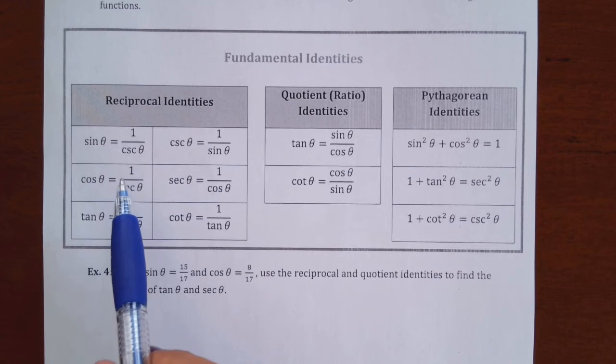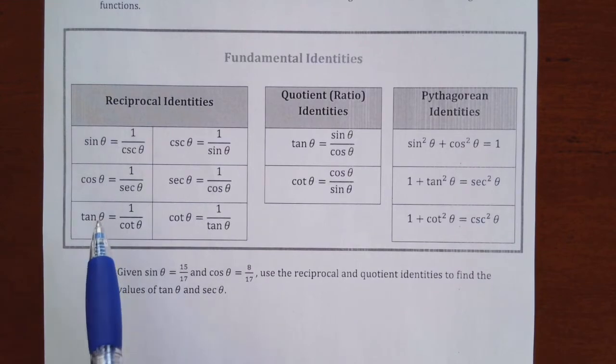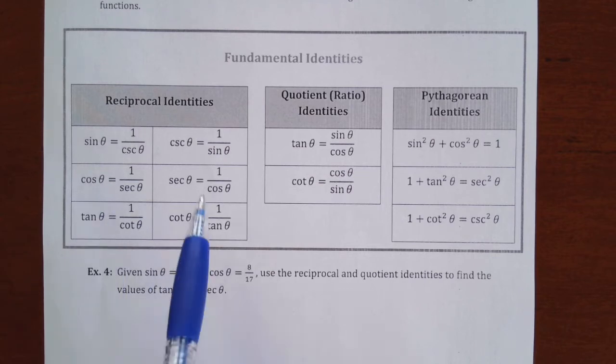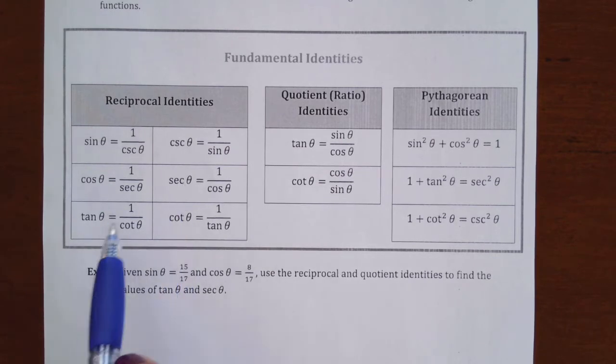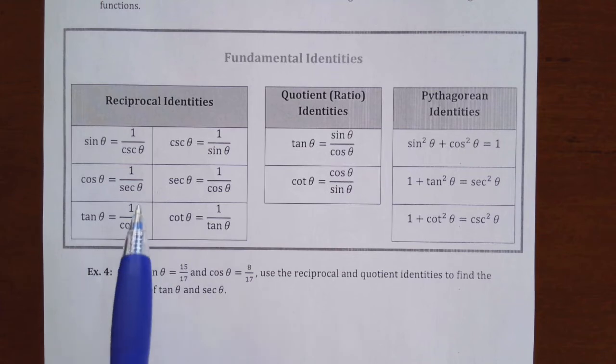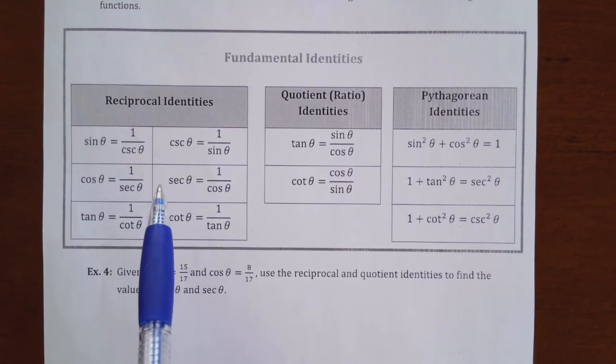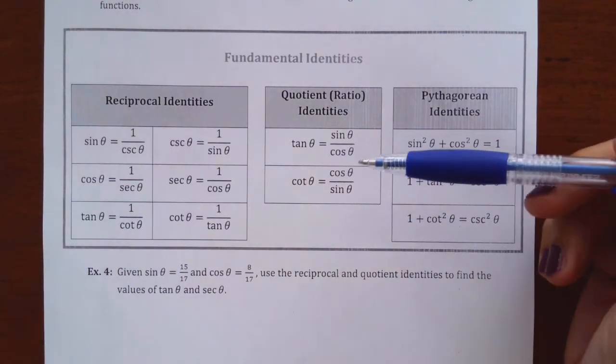So cosine is the same thing as 1 over secant. Tangent is the same thing as 1 over cotangent. And then you've got the opposites over here. So those are good to know in case you'll see that coming up in these questions. But we know those are reciprocal, so these aren't usually too hard to know and remember. Then these are real important.